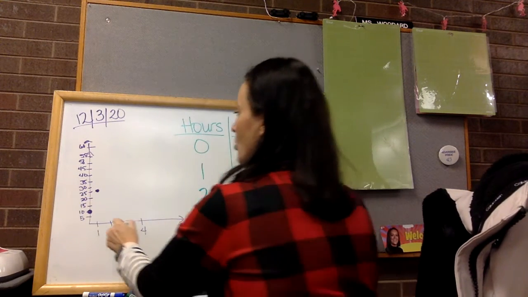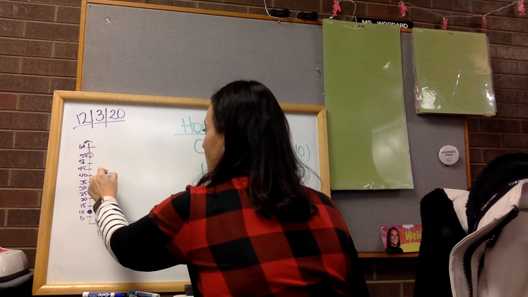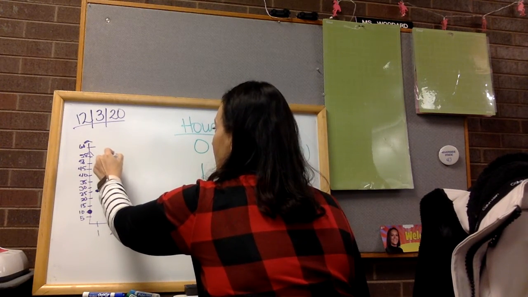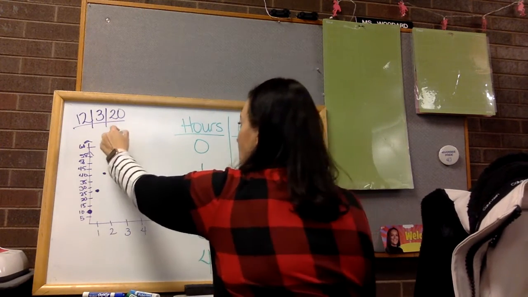The next point is 2, 40. So I'm going to go 2 and I'm going to go over to 40. Next point is 3, 55. So 3, 55. And then I have 4. 4 is going to go up here to 70.